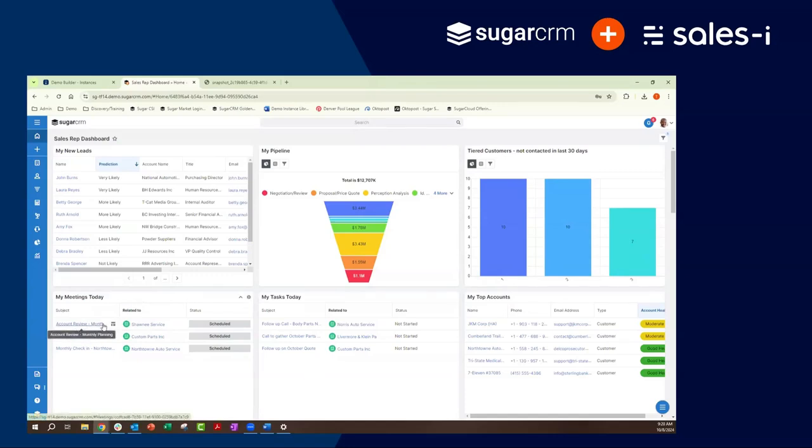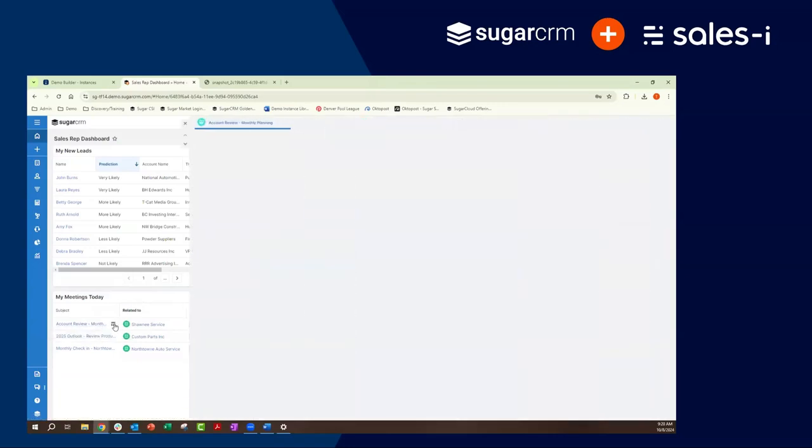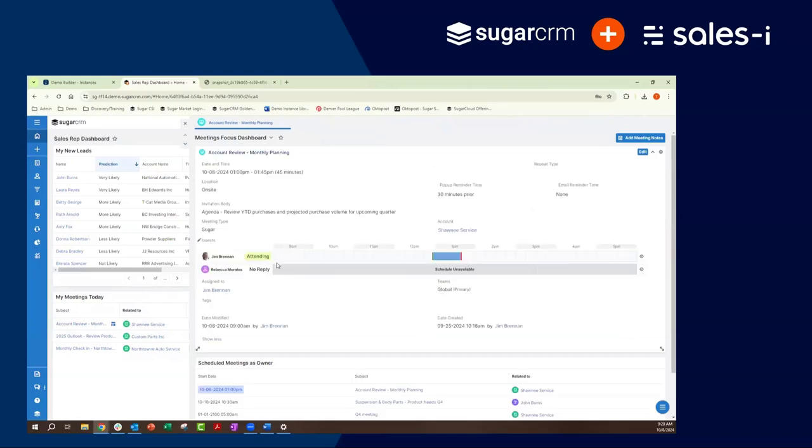What's nice about Sugar, again, I'm going to drill into those meeting details so I can get an agenda of what we're going to be speaking about with my contact, Rebecca. I can see the agenda for today that I've communicated with her is to review their year-to-date purchases and projected purchase volume for the upcoming quarter, right? And directly from this meeting, maybe 3-4 hours before the meeting, I want to get prepared to actually share some of the sales intelligence data with my customer and really understand what they're buying, what they're not buying, and then again, some of those upselling, cross-sell opportunities that Caleb was referring to.